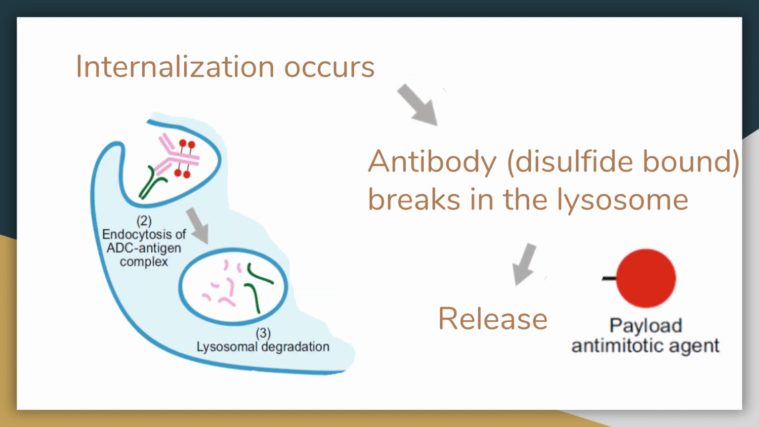Any successfully uptaken ADCs enter the endocytic pathway and go to the lysosome, where the linker is digested by lysosomal enzymes, releasing the cytotoxic payload. Additionally, the disulfide bonds that connect the heavy chain and the light chain of the antibody cannot be sustained at low lysosomal pH. So, in the lysosome, both the antibody and the linker are degraded, and the cytotoxic agent is released.